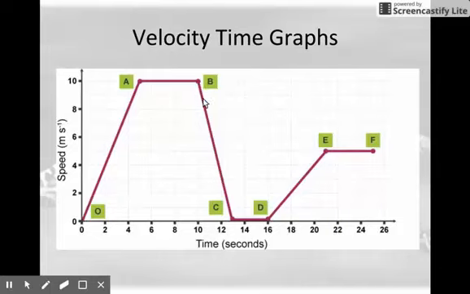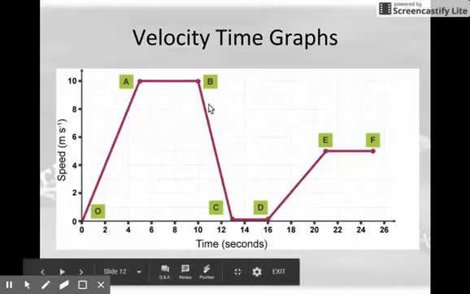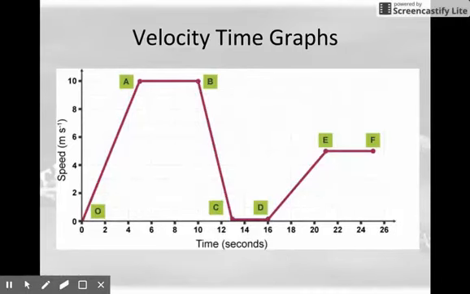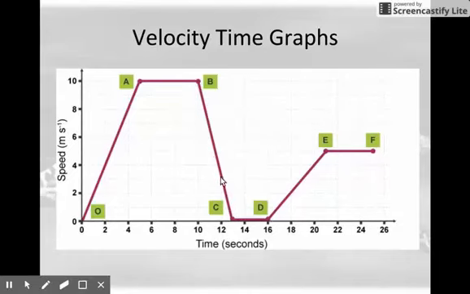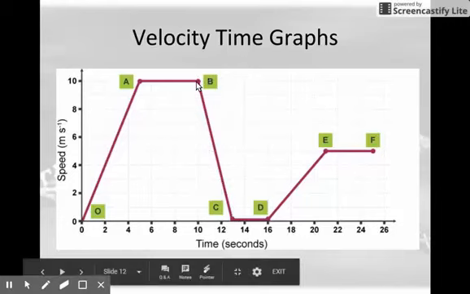Okay, then we have a line that's going down here. So from B to C, our velocity, our speed, is decreasing. So we go from 10 to 8 to 7 to 6 to 5 to 4 to 2 to 1 and finally to 0. So we have a negative acceleration. So here's our acceleration, it's going down. So our speed is decreasing and we're slowing down.